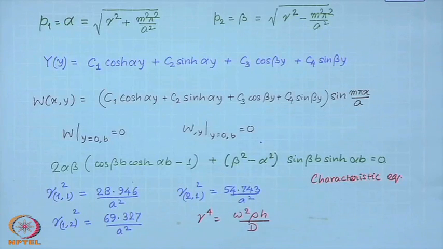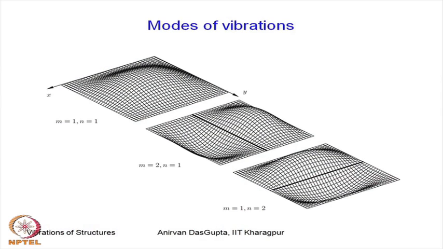Now, this figure shows the first 3 modes of vibration of this plate. So, in the first mode there are no nodal lines, whereas the second and the third modes have these nodal lines. Now, here you can see these two are the clamped edges, so the slopes are 0, whereas these are simply supported edges.